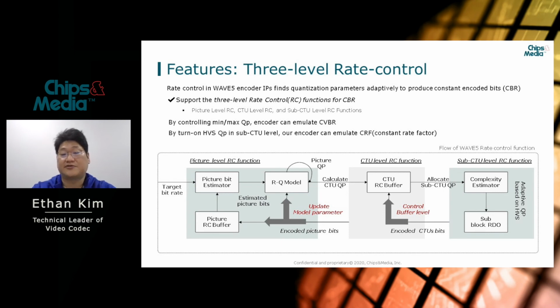Based on the rate control mechanism, the host can send the QP matrix and lambda matrix to tune the rate control and mode decision. By setting minimum and maximum QP value of the frame, our encoder can emulate CVBR rate control algorithm. And by turning on the HVS QP feature with fixed QP operation, it can emulate CRF rate control.